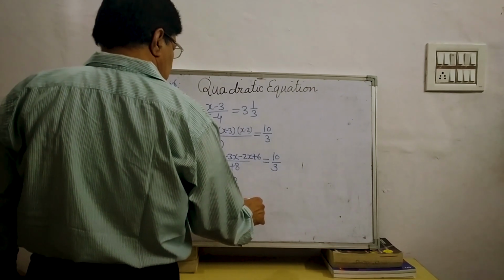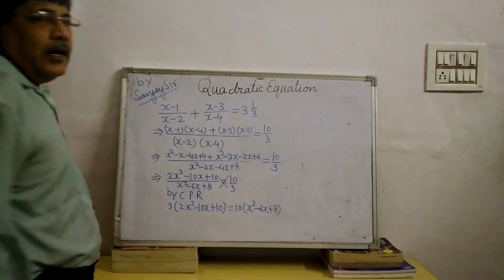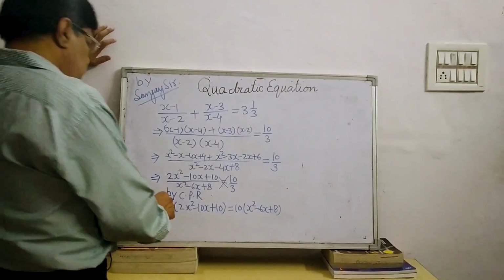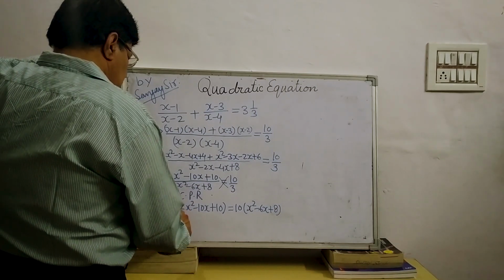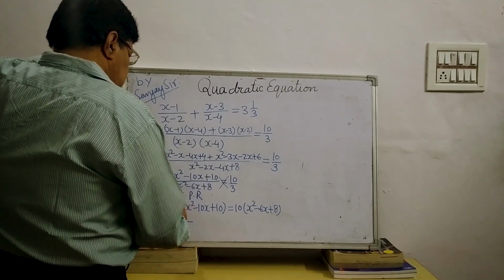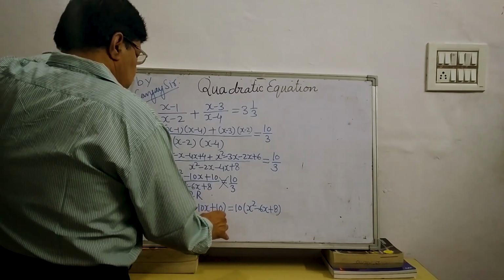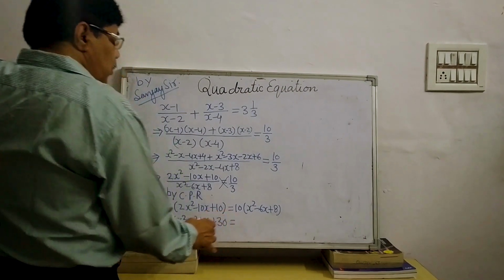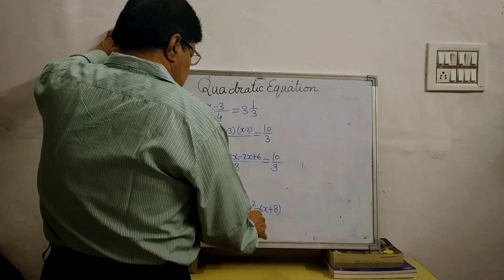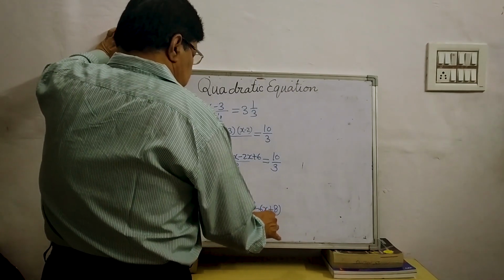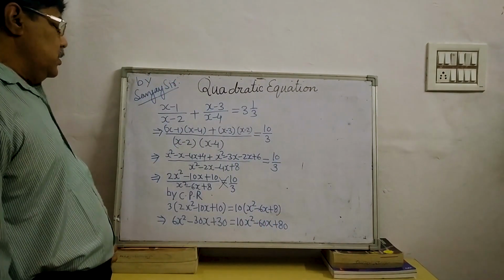multiplied by x square minus 6x plus 8. Clear? Now multiply it. What will come? Open it, 3 times 2 is 6x square minus 30x plus 30 equal to, this will be 10x square minus 60x plus 80. So this is the equation.